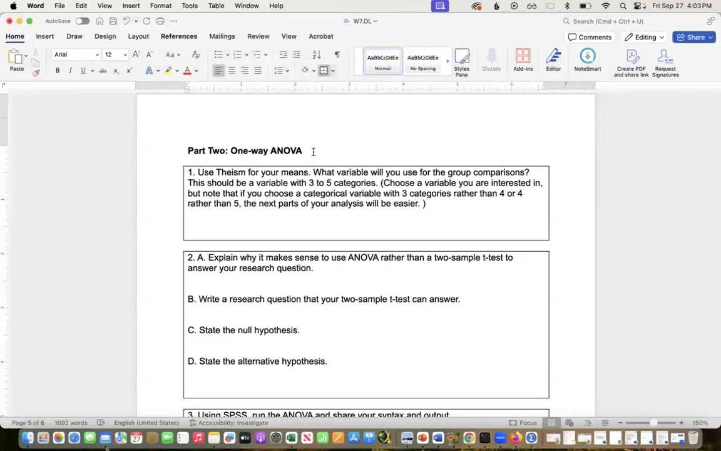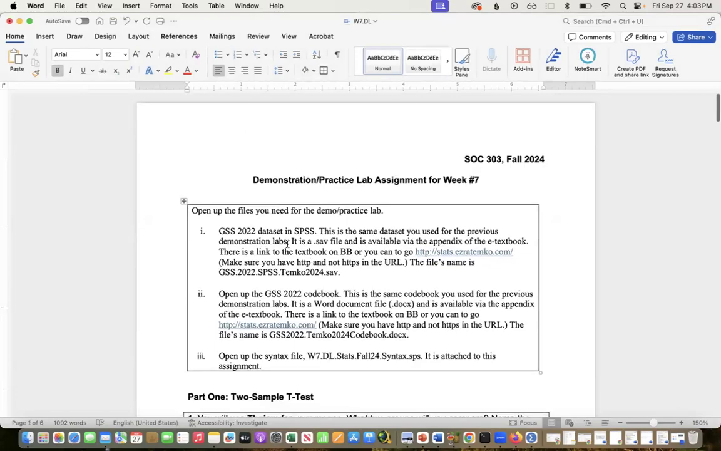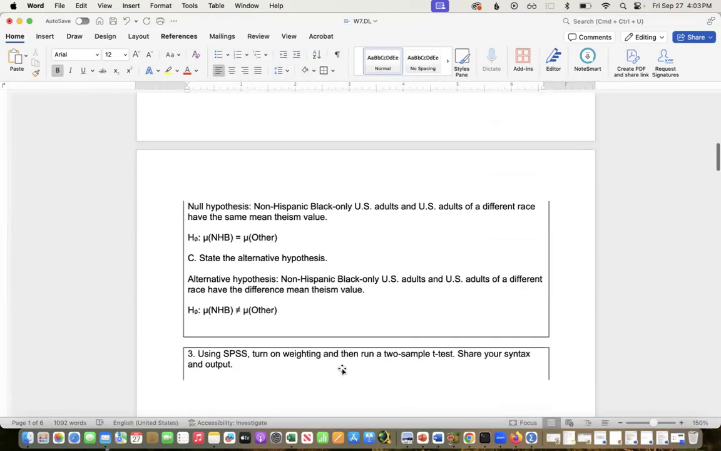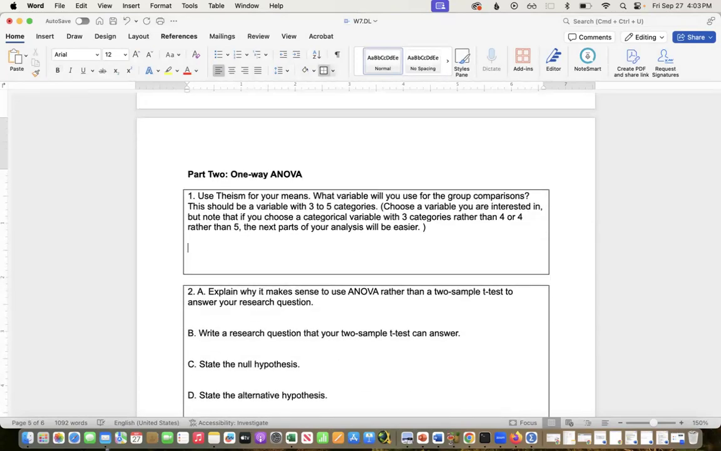All right, so now we're moving on to one-way ANOVA. Again, you should already have the data set, codebook, and syntax open. We're going to start with theism. This time we're going to choose a variable with at least 3 groups to compare.